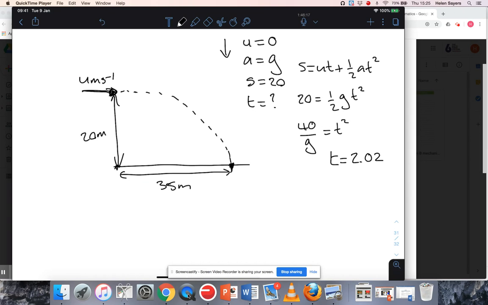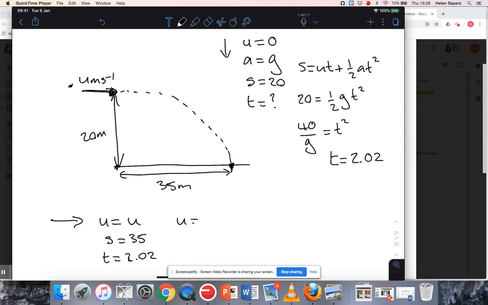Right, so now I know that, I can start thinking about its horizontal motion, because horizontally, its initial velocity was u, and that's what we're trying to find. It travels 35 meters, and acceleration is 0, because we ignore air resistance. So basically, I could use SUVAT, and I know that took 2.02 seconds. So I could use SUVAT, or I could just use that velocity is distance over time.